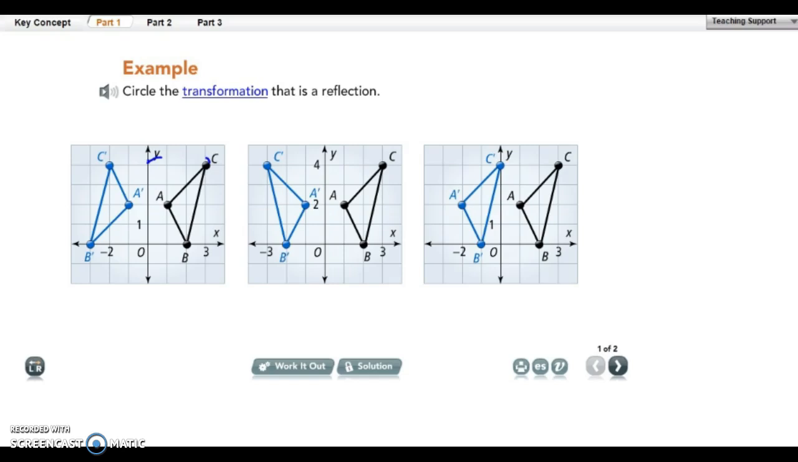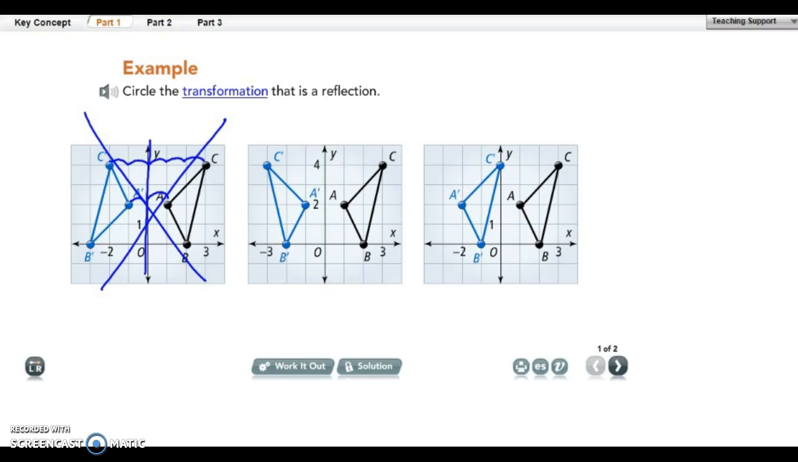Okay, here is part 1 on your notes. If we're looking at this first one, our line of reflection is right down the middle on the y-axis. From the y-axis, we have 1 unit over for A, so we also have 1 unit over for A prime. So that looks good. We have 3 units over for C and only 2 for C prime, which means that is not a reflection.